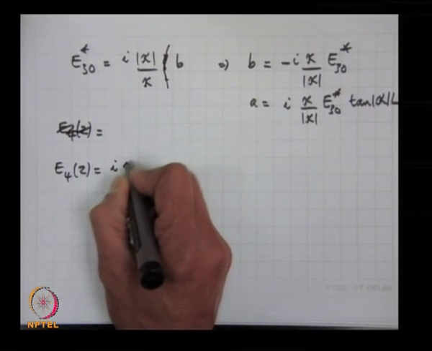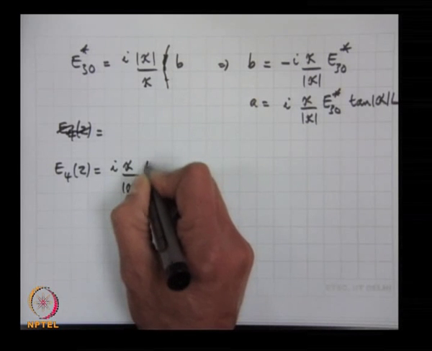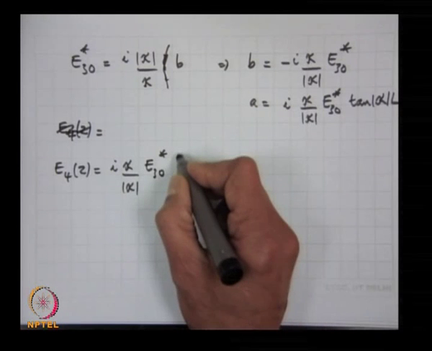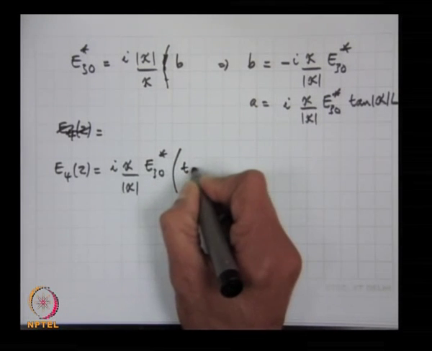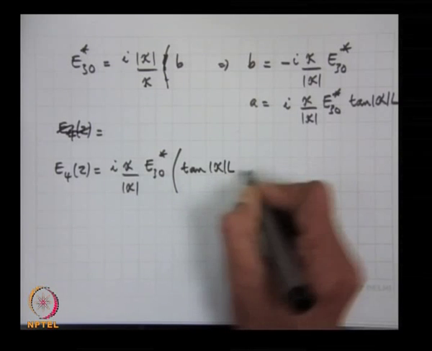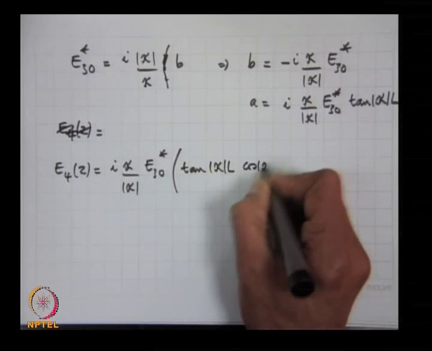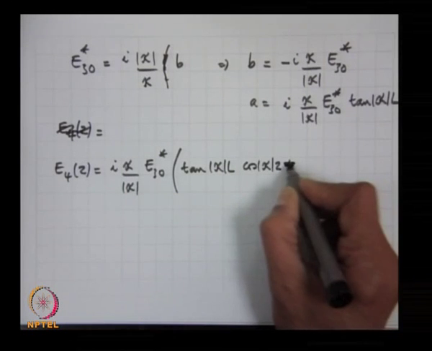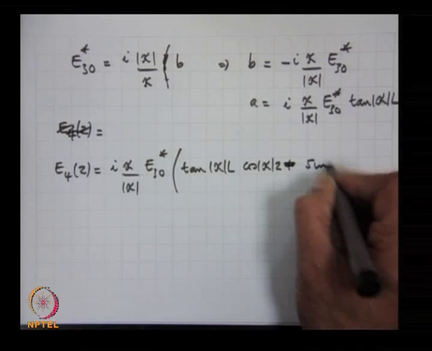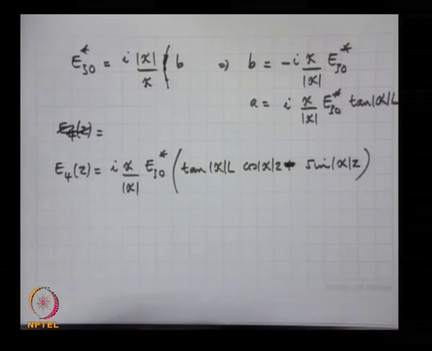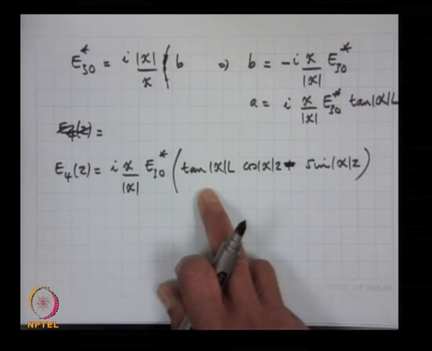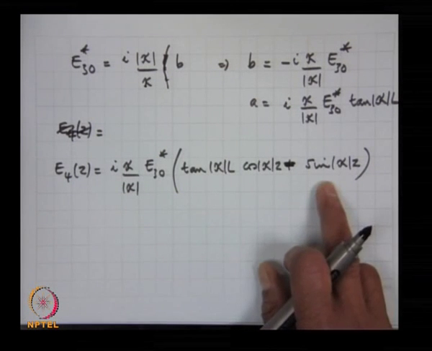i kappa by mod kappa E3 0 star tan mod kappa L cos mod kappa Z plus, so minus sine. I have substituted the value of A and B here. This i times kappa by mod kappa E3 0 star is common, and I get a tan mod kappa L in the first term and a minus 1 in the second term because of the minus sign.